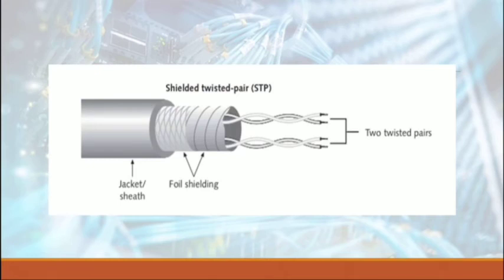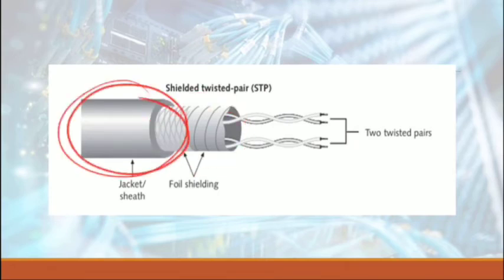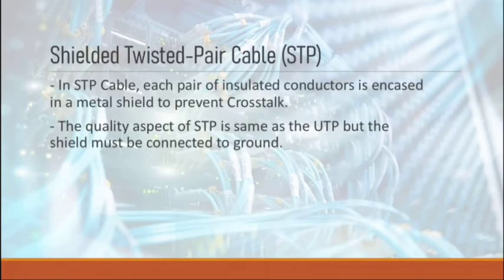The second category of twisted pair is the shielded twisted pair or STP. STP has two twisted pairs covered with foil shielding, and the foil shielding is covered with a jacket or sheath. In STP cable, each pair of insulated conductors is encased in a metal shield to prevent crosstalk. The quality aspect of STP is the same as UTP, but the shield must be connected to ground.